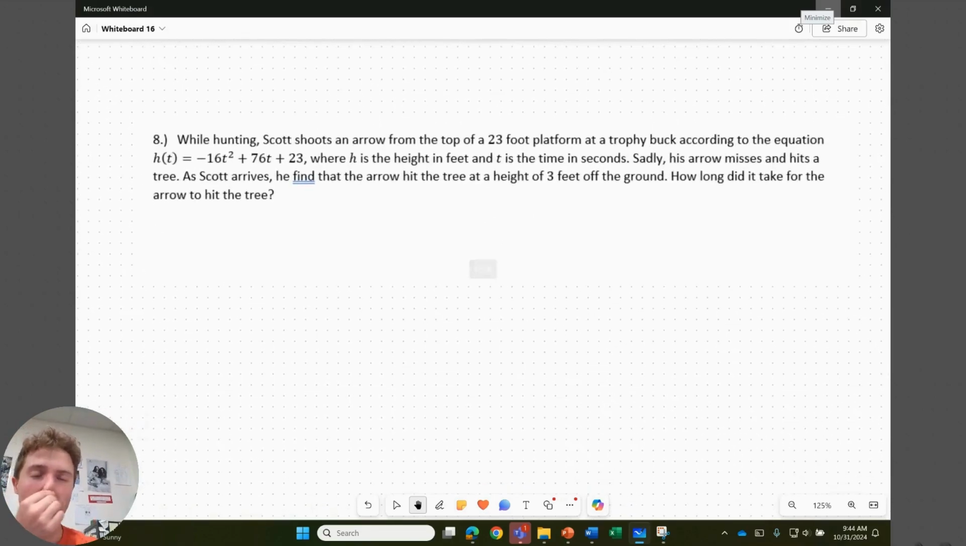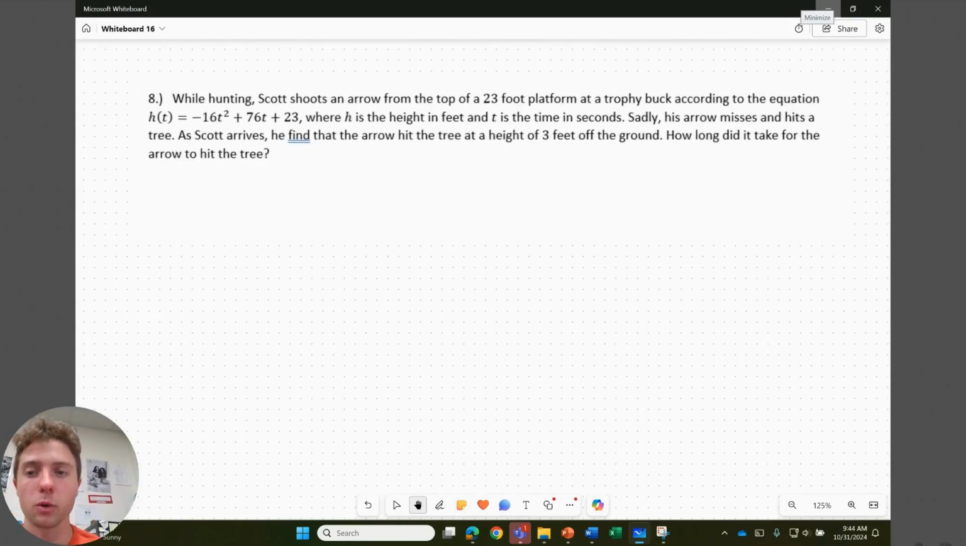Let's look at some word problems, though. This is where things might be a little bit more challenging. It says, while hunting, Scott shoots an arrow from a 23-foot platform at some trophy buck, according to this equation. That initial part's just setting up where this equation comes from. They tell us the units. H is the height in feet. T is the time in seconds. But when Scott shoots his arrow, it misses and hits a tree instead, where Scott finds that the arrow hit the tree at a height of 3 feet.